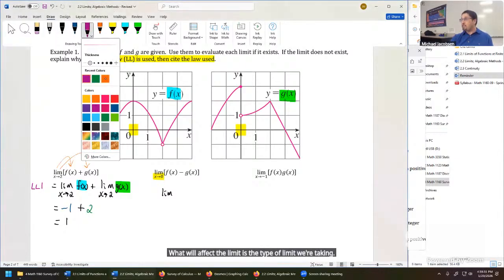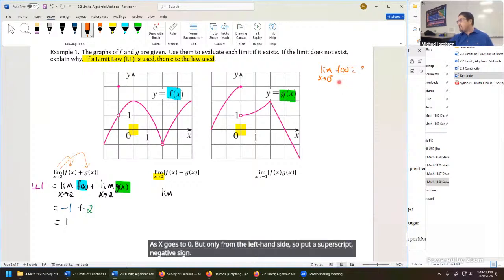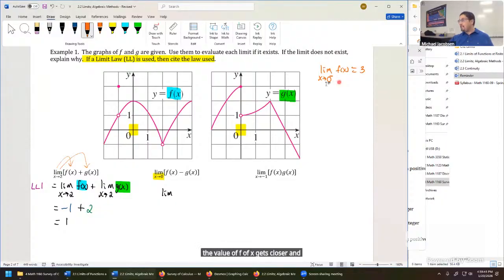So let me write down a quick comment. It is true that as we take the limit as x goes to 0, but only from the left-hand side, so put a superscript negative sign, the value of g of x gets closer and closer to 3. But as we come in from the right, it gets closer and closer to something different, a 1.